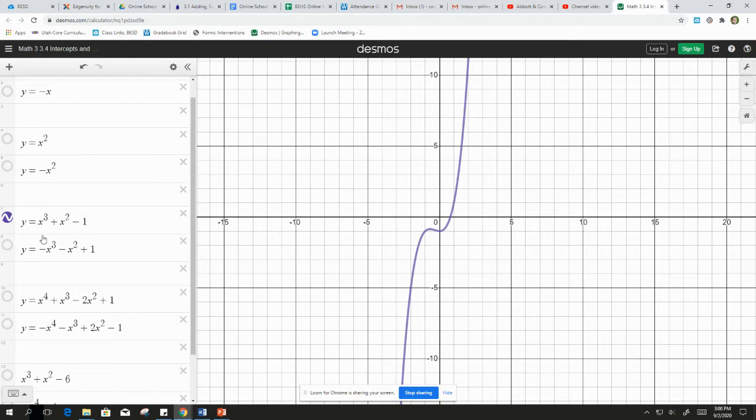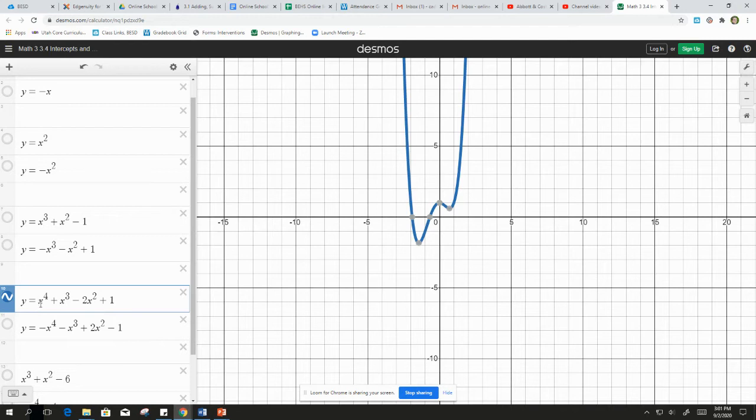Notice what happens when I switch and select this function that has a negative in front. The negative in front kind of flips completely upside down. So it starts up on the left and goes down on the right. This one started down on the left, went up on the right. This one started up on the left, went down on the right. Coincidence? This is a quartic function, or a degree 4 polynomial.